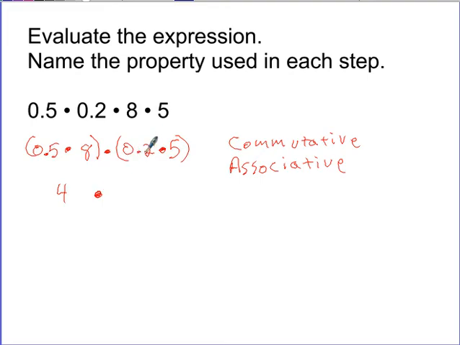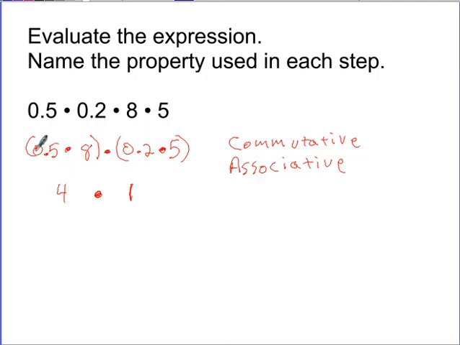Times, what is 0.2 times 5? What's 2 times 5? 10, but you have a decimal involved. It's 1. All right? So, you're going to have to think about that one a little bit.